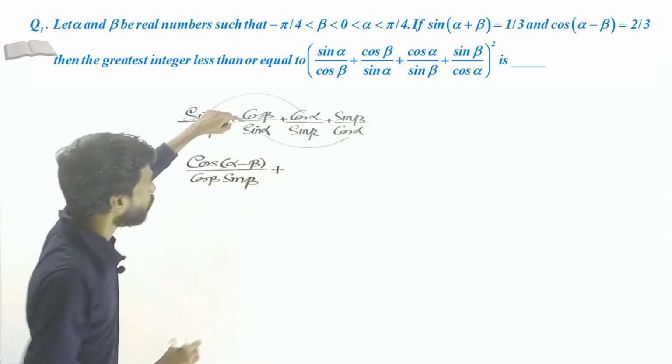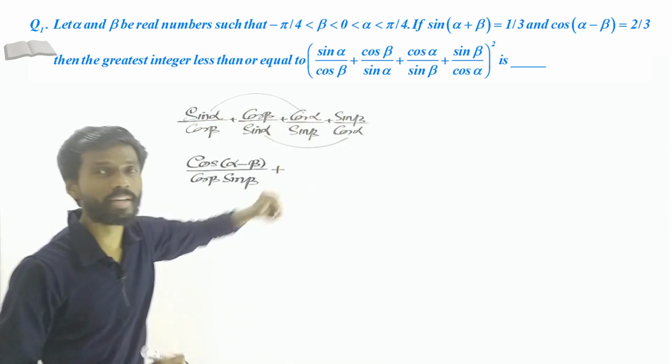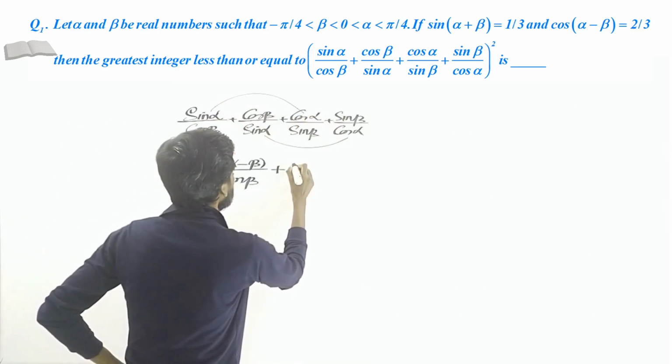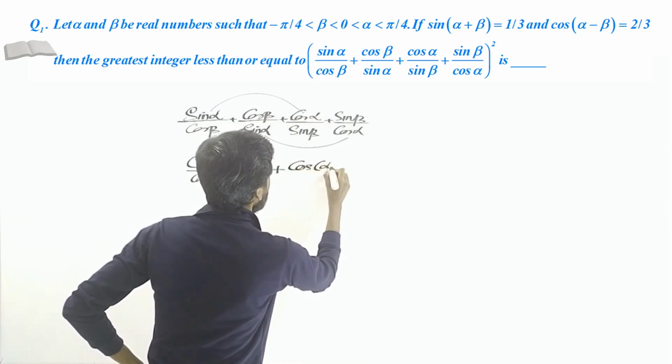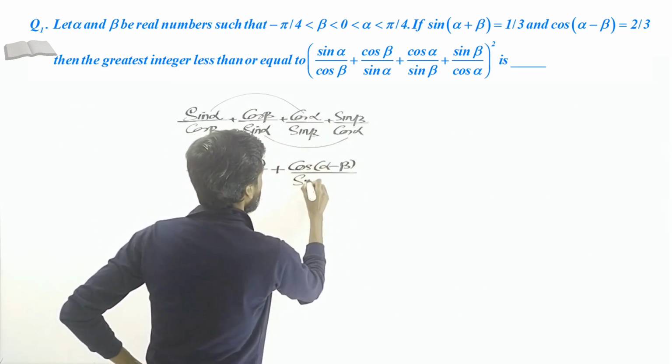Similarly, if you add these two terms, again we'll get cos beta, cos alpha plus sin alpha, sin beta. That is again of the form cos A cos B plus sin A sin B. So we will get cos(alpha minus beta) again, divided by sin alpha, cos alpha.